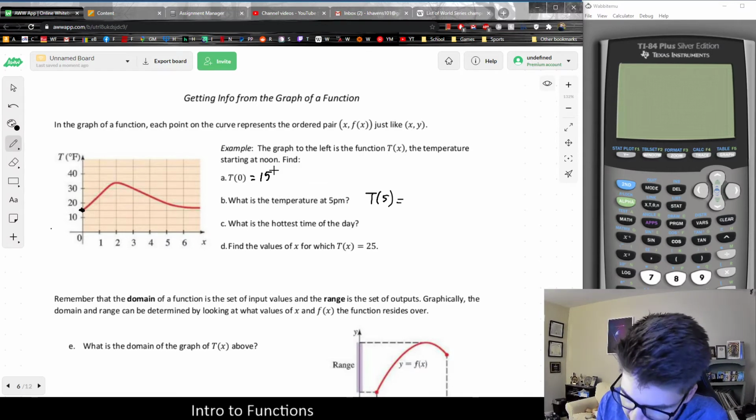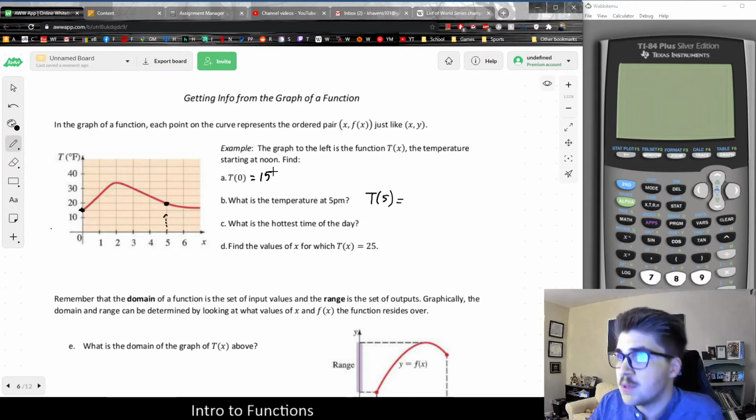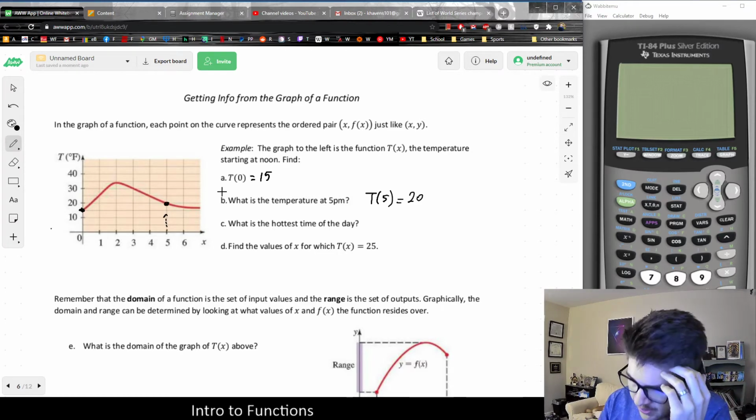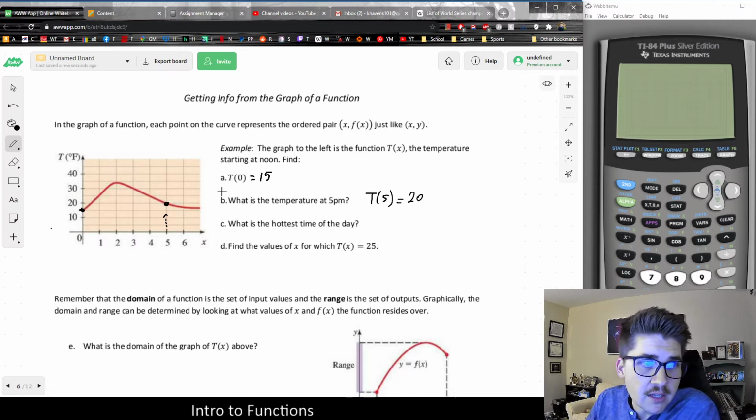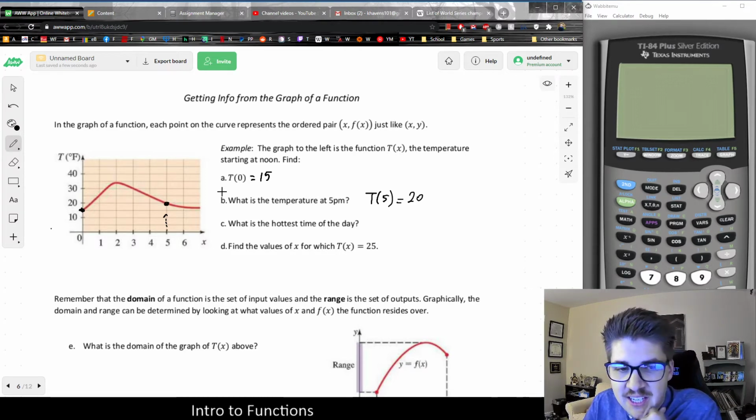And T of 5, again, I could go to 5 o'clock and look, well, what is it? It appears to be 20 degrees at 5. And again, I could write it using a mathematical statement, or I could answer that the temperature appears to be 20 degrees Fahrenheit, just using the function notation to practice.